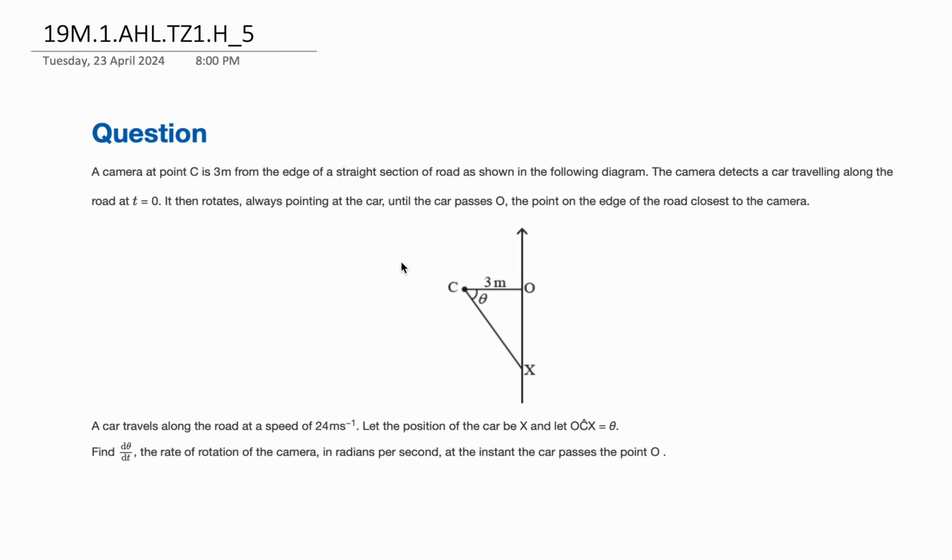Today we're going to be solving a problem from the May 2019 IB Mathematics examinations. This is an additional higher level problem from paper 1. It's worth 6 marks and is actually relating to related rates.